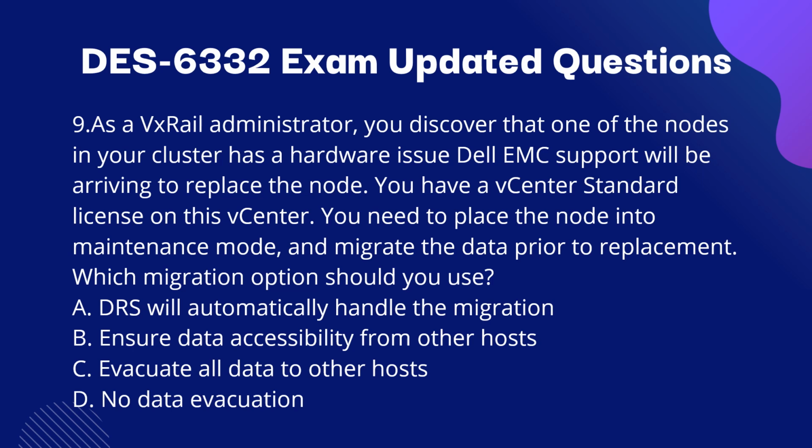9. As a VxRail administrator, you discover that one of the nodes in your cluster has a hardware issue. Dell EMC support will be arriving to replace the node. You have a vCenter standard license on this vCenter. You need to place the node into maintenance mode, and migrate the data prior to replacement. Which migration option should you use? A. DRS will automatically handle the migration. B. Ensure data accessibility from other hosts. C. Evacuate all data to other hosts. D. No data evacuation.